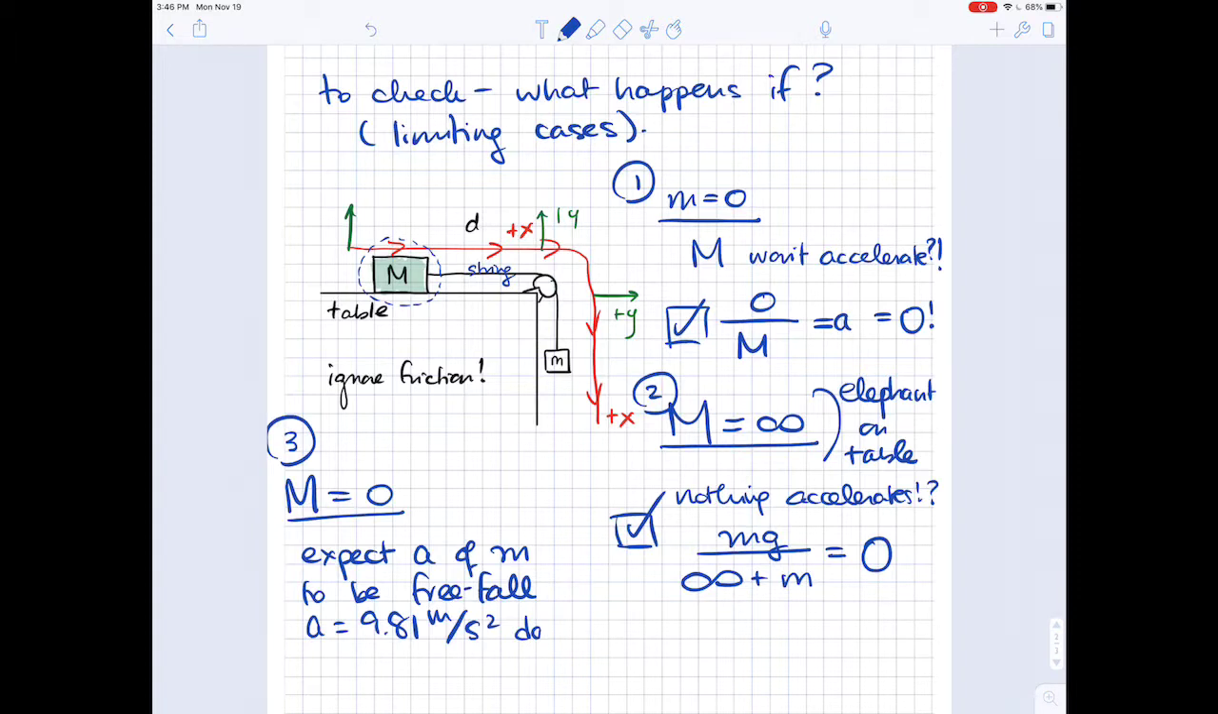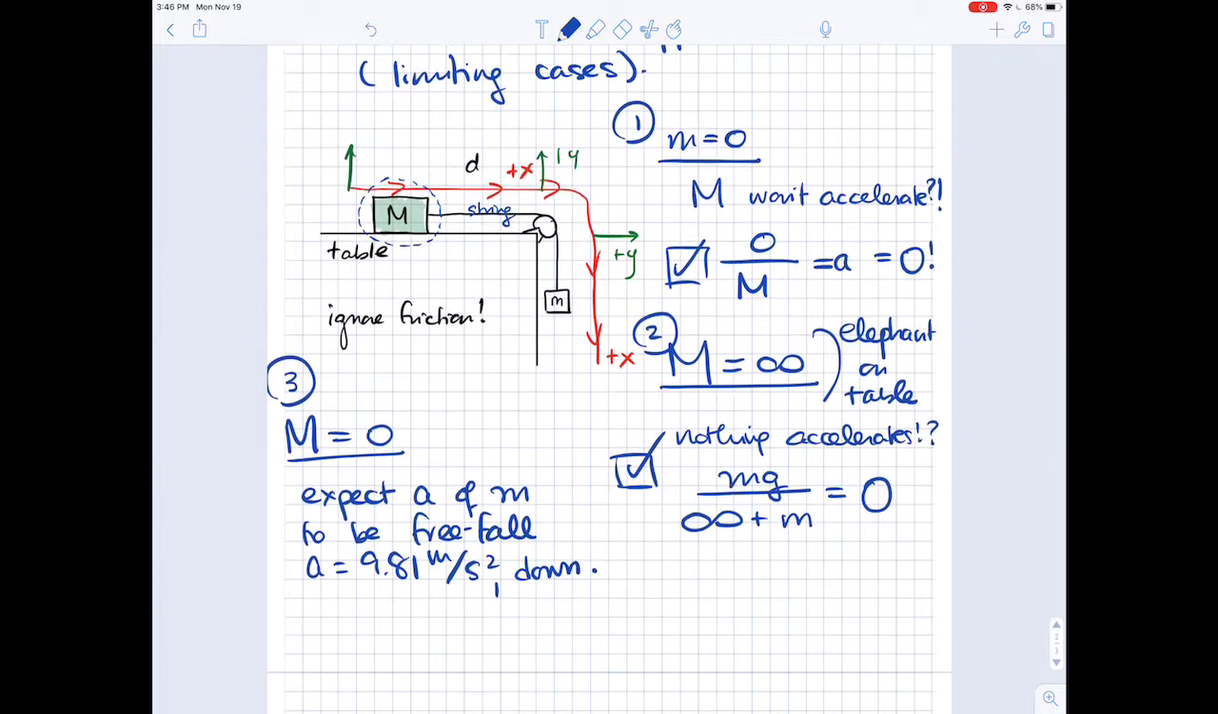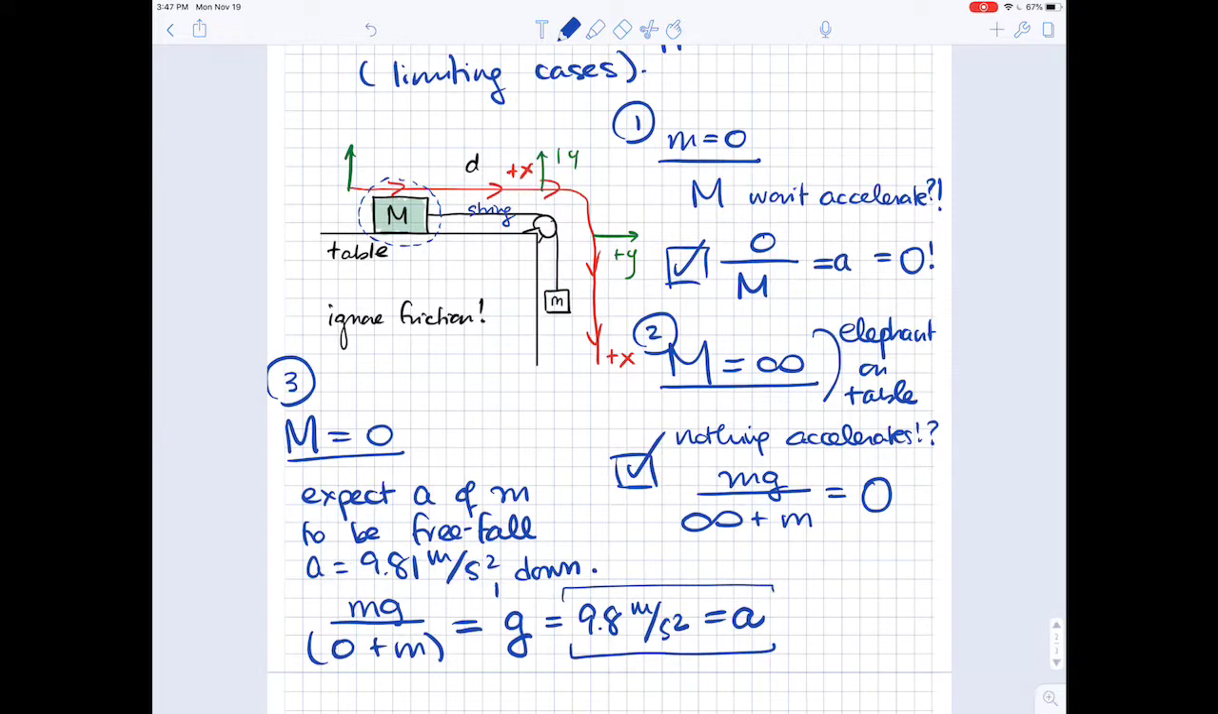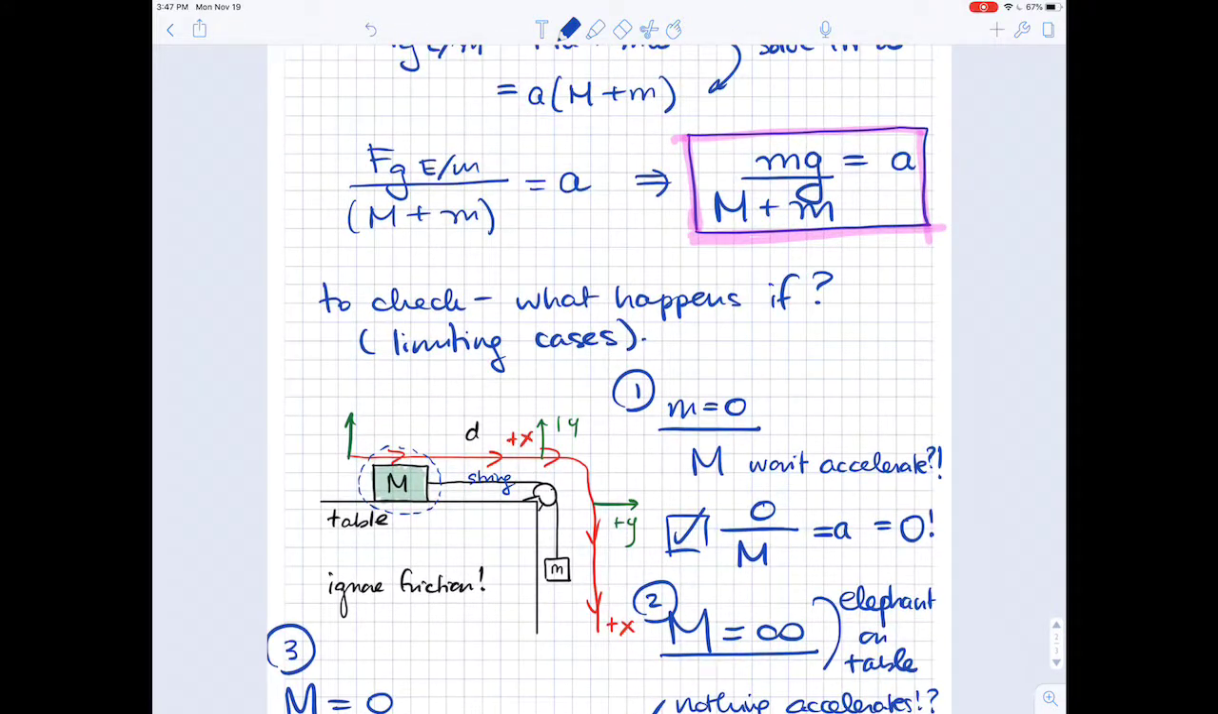And that would be down, so in the positive direction. So let's check. So we have mg over 0 plus m equals g. And remember, g is 9.8 newtons per kilogram, but that's the same thing as meters per second squared, and that would equal our acceleration. So it's positive, and we said down was positive, so that also works. Okay, so every test we can think of, this equation makes sense. And so this is definitely a reasonable answer for the half Atwood machine.